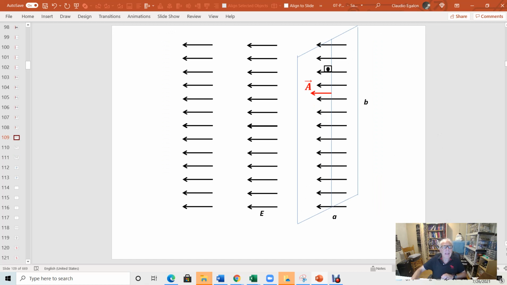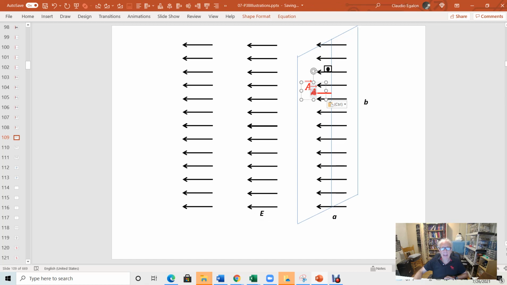Okay, suppose that you have an electric field in space. A uniform electric field. I want to make it uniform to make the simplest example that you can have out there. I'm going to label that the electric field. Okay.